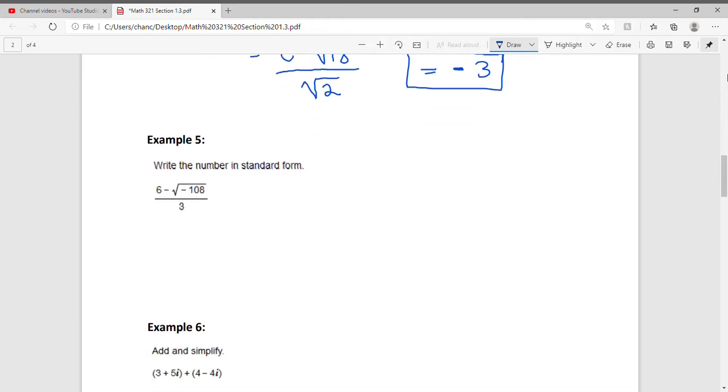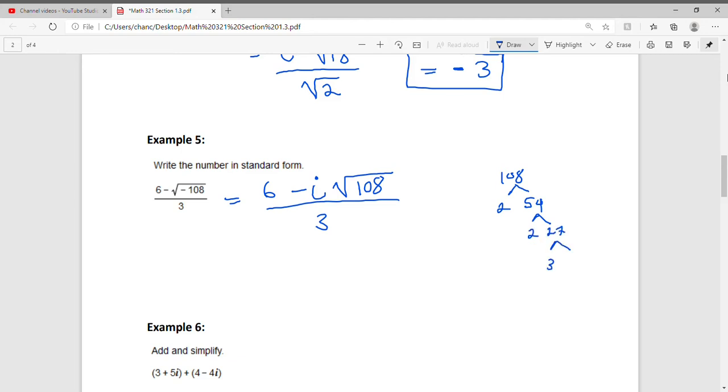In example 5, again, there's a radical with a negative inside, so pull out that i to the front and make it a positive 108. Don't feel tempted to reduce the 6 into 3. A lot of people do that. You don't want to simplify it that way. 108, let's break it down with the factor tree. That's 2 times 54. I could break that again. That's 2 times 27. That's 3 times 9, and that's 3 times 3.